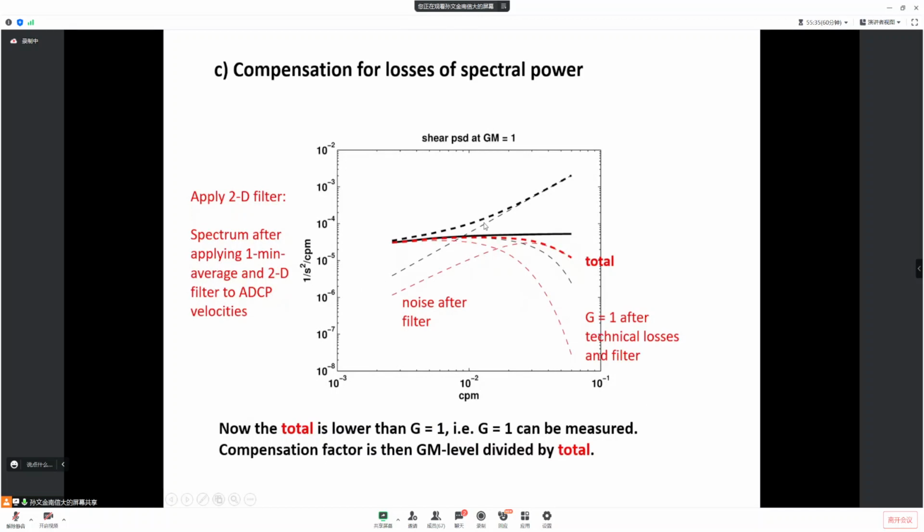And when we filter, we not only reduce the noise to this curve, but we also reduce the signal to this curve. But in total, we end up now below the true spectrum, and we now have the chance, first, to measure such a low shear spectrum at all, and on the other hand, we have a key to compensate for the spectral losses. So we just take these factors here between these two curves for correction.